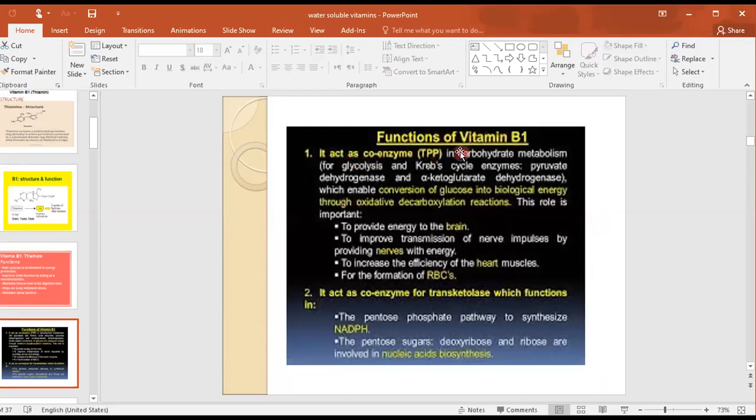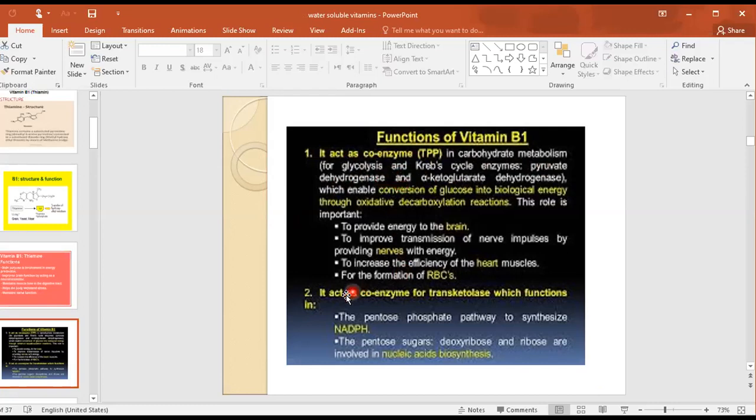More details about the functions of thiamine. It acts as a coenzyme in the form of TPP. We said TPP of thiamine is what acts as a cofactor in carbohydrate metabolism, such as glycolysis and Krebs cycle. These are two pathways in which glucose is oxidized and produces ATP.